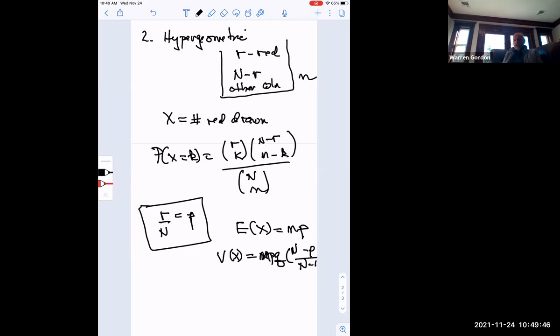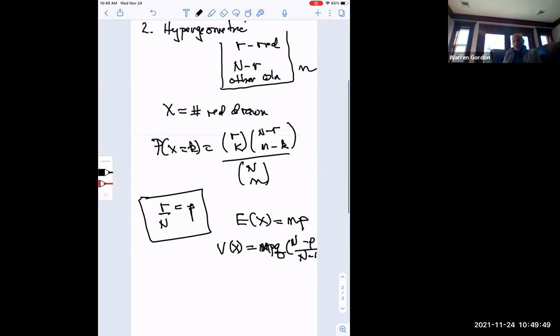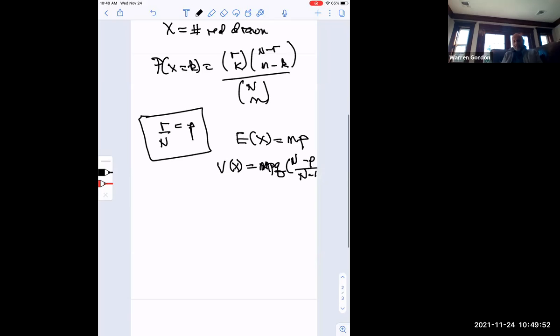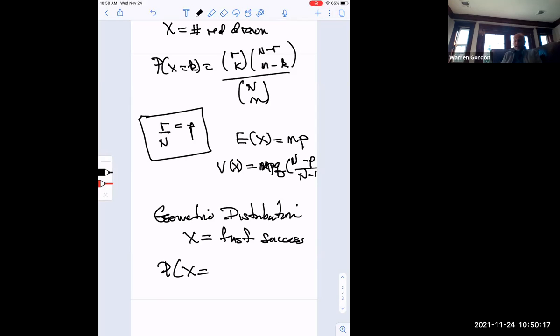And then I went to the next distribution, which was the geometric distribution. Again, for the geometric, X is the first success. We're assuming everything is independent. And the probability that the first success occurs on the Kth trial is just Q to the K minus 1 times P.